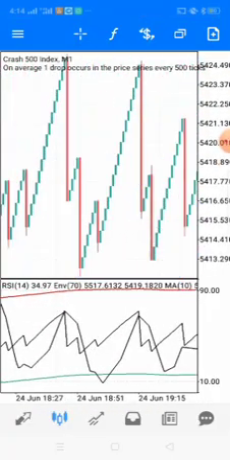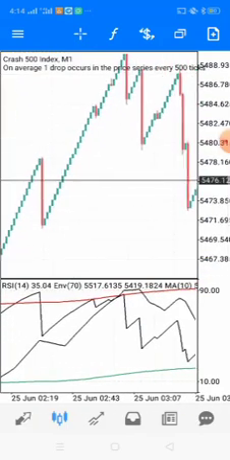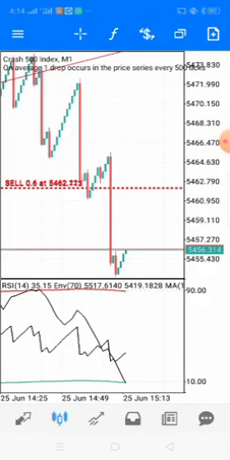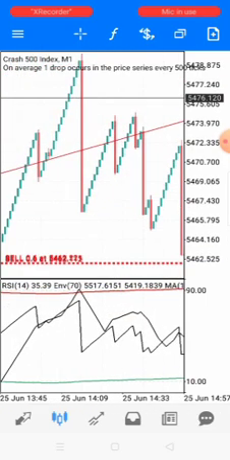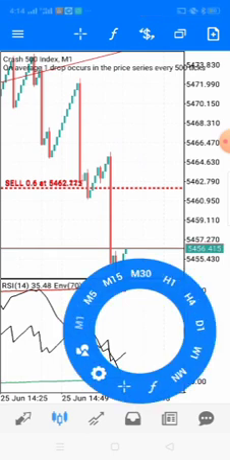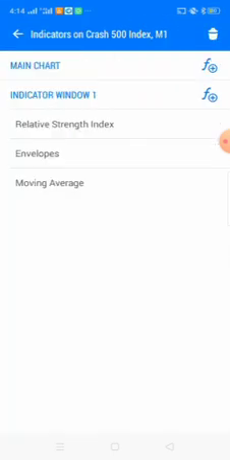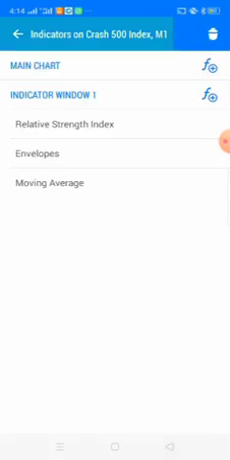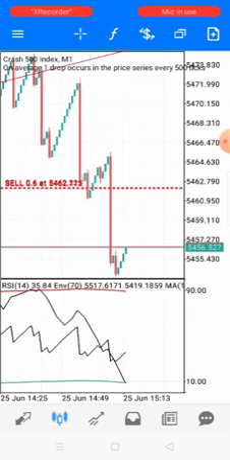So yeah, we're good after adding all of this. All right, after adding all of this, what do you want to do? Okay, you've added the indicators, you've added your relative strength index, you've added your envelopes, you've added your moving average. All right, what to do next?